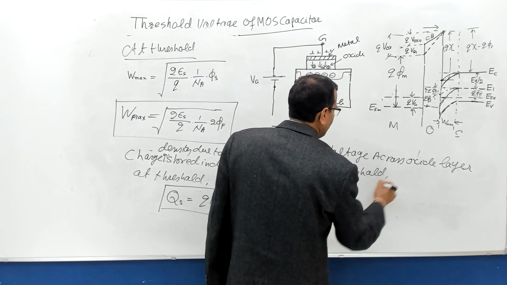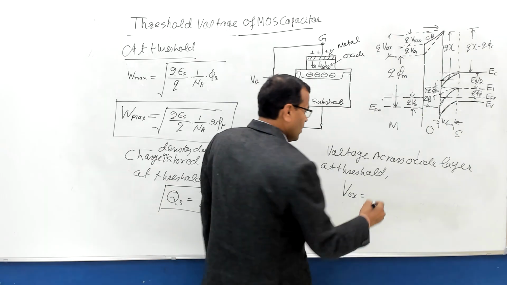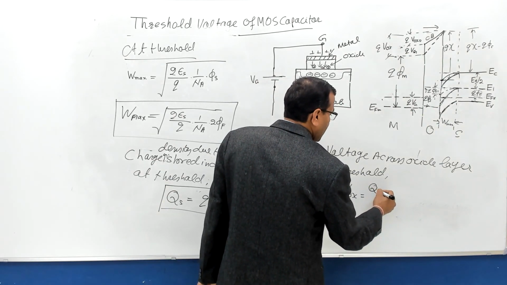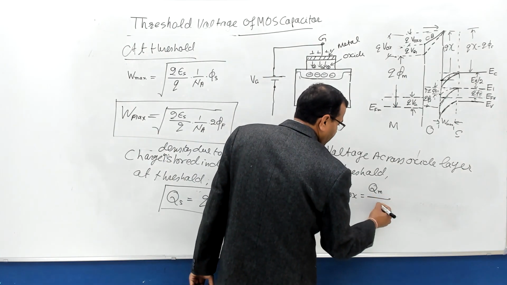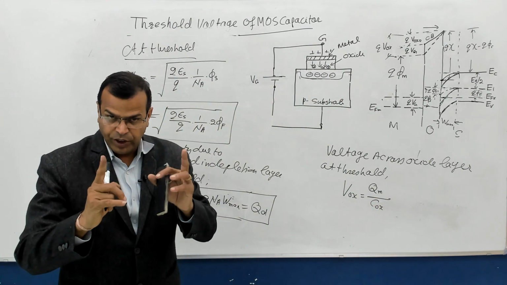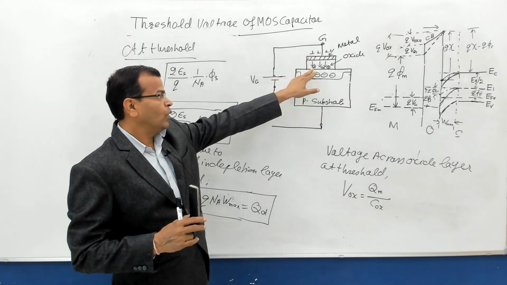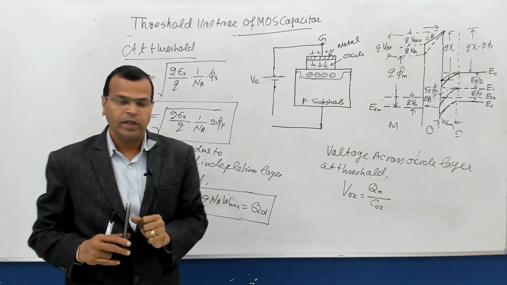That voltage will be V0x, equal to the charge density on the metal divided by the capacitance of the oxide. The assumption is that there is no charge stored in the oxide layer. That is my assumption, right?